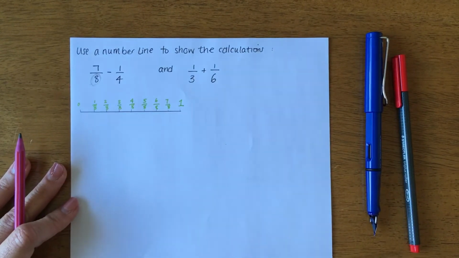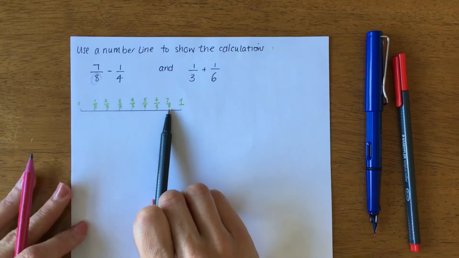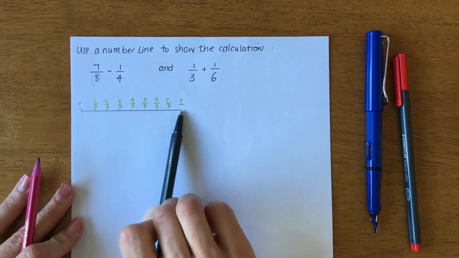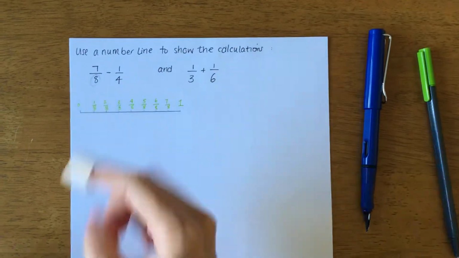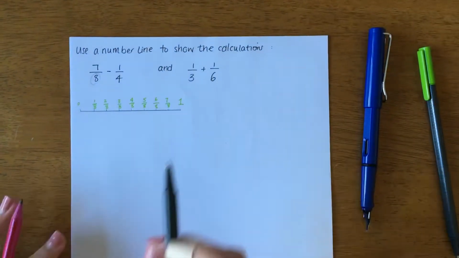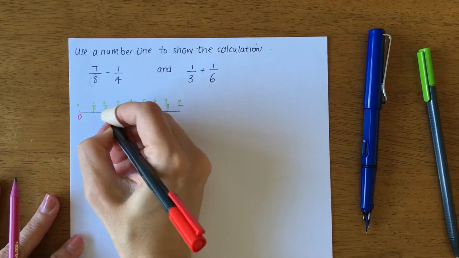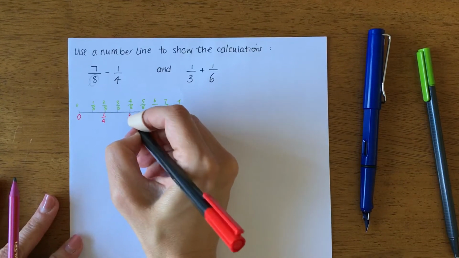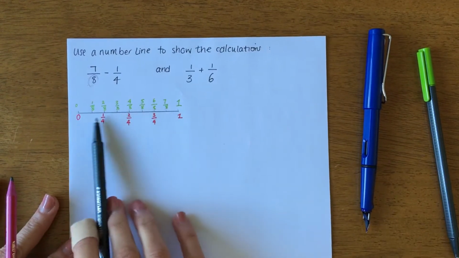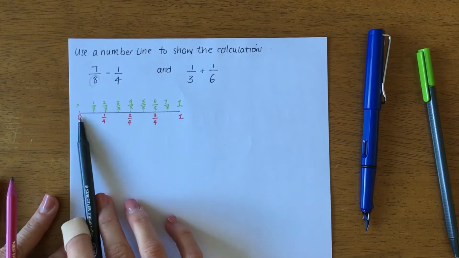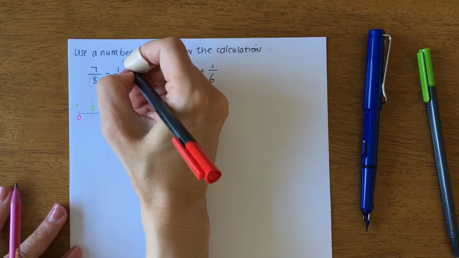Right, so I know I've got 7/8 and I need to take a quarter away. Now, that might be quite tricky because actually we don't have quarters on here. However, we do know that 4 goes into 8. So actually this number line can also represent quarters. I'm going to do that in a different colour. So 0, 1/4, 2/4, 3/4, 1. On this line, a quarter is represented by 2/8. So actually, this is the same as saying 2/8.